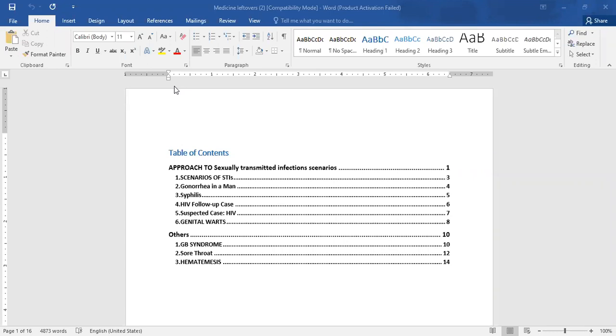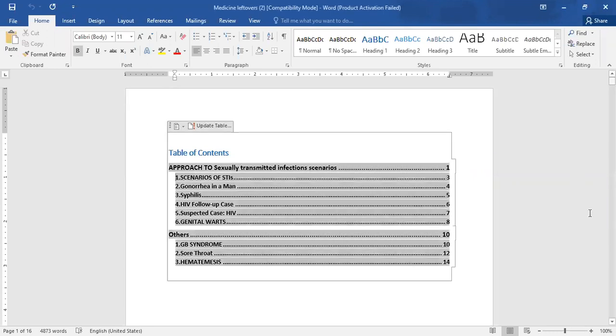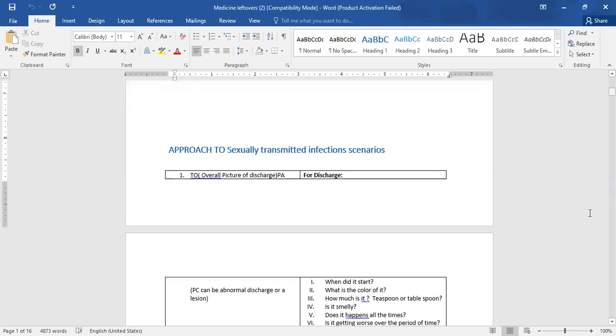So today we are just left with a few topics, and we will discover STI-related scenarios and a few other scenarios related to your medicine. So let's start from the beginning. First of all, we are going to discuss the STI approach, like whenever you get a scenario related to sexually transmitted infection, how you are going to approach that scenario.